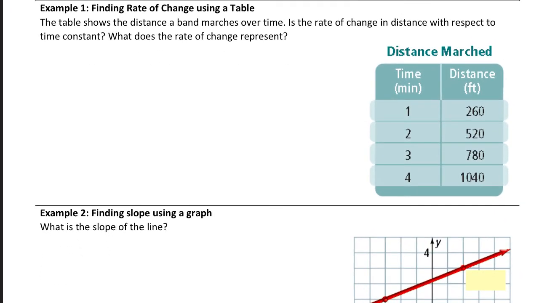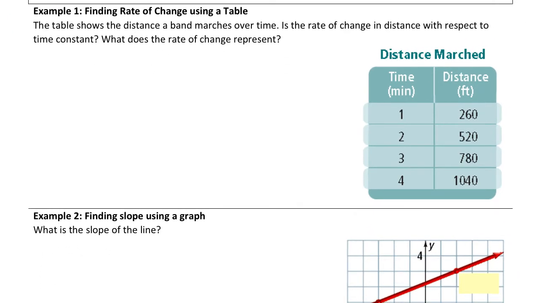So finding the rate of change using a table shows this table showing the distance a band marches over time. Is this rate of change in distance with respect to time constant? So distance with respect to time. So the distance we march depends on the time that has passed. Is that rate of change constant, and what does it represent? So the two things we look at. Let's first look at how the time changes.